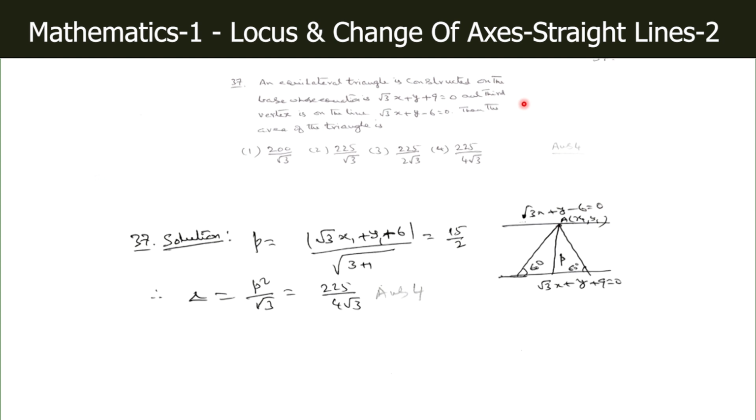But (x1, y1) lies on the line root 3x plus y minus 6 equal to 0. Because the point lies on this line, we have root 3x1 plus y1 is equal to 6. So if you substitute, then p is equal to 9 plus 6 by 2, which is 15 by 2. So, therefore, area is equal to p square by root 3, which is 225 by 4 root 3. So the answer is option number 4.